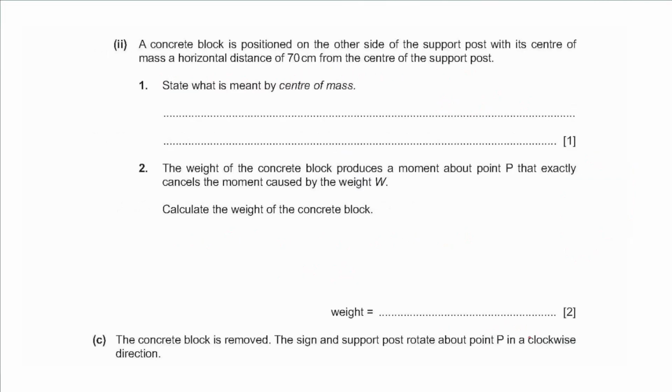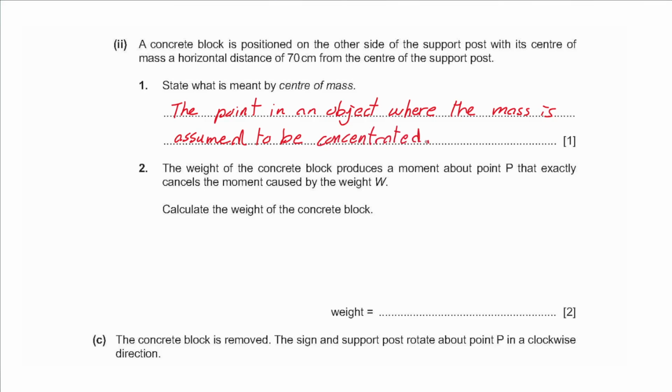II says a concrete block is positioned on the other side of the support post with its center of mass a horizontal distance 70 centimeters from the center of the support post. State what is meant by the center of mass. It is the point in an object where the mass is assumed to be concentrated, or the weight is assumed to be acting.